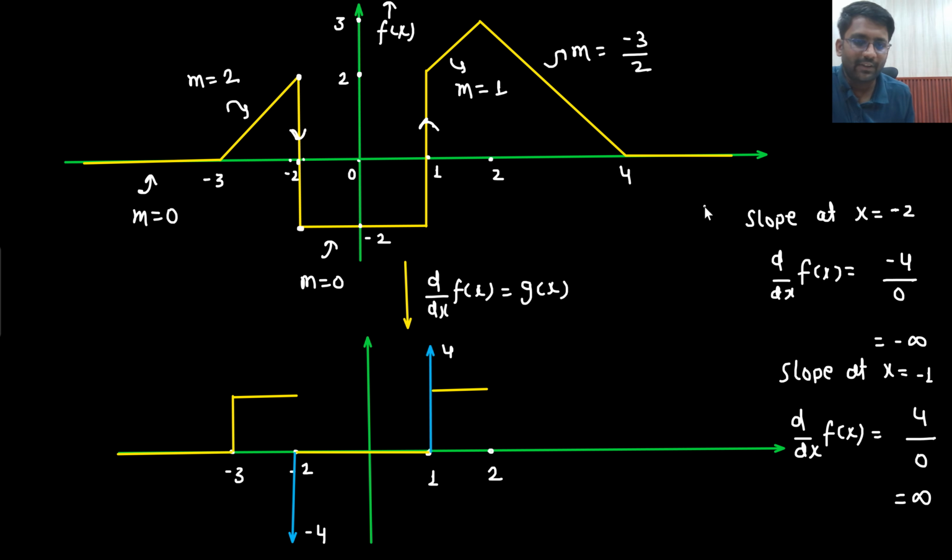Now someone would say that, sir, if I walk from here to here, there is a jump of 4 downward. Like someone would say that, sir, if I am coming from here to here, it is coming down. But I have always told one thing: whenever you do integration or differentiation, you always start your journey from minus infinity.